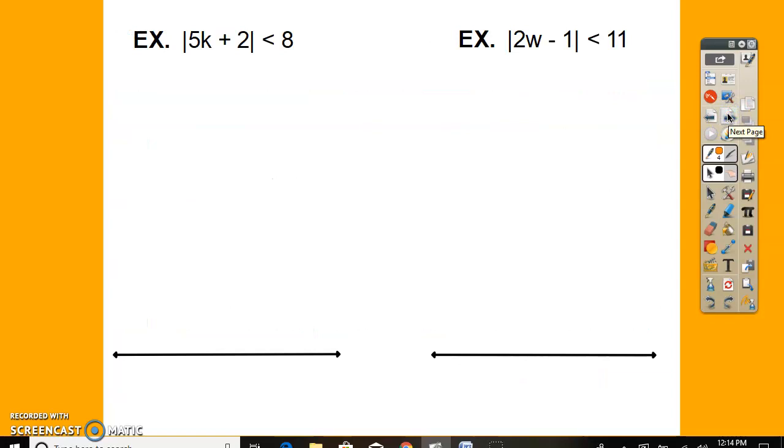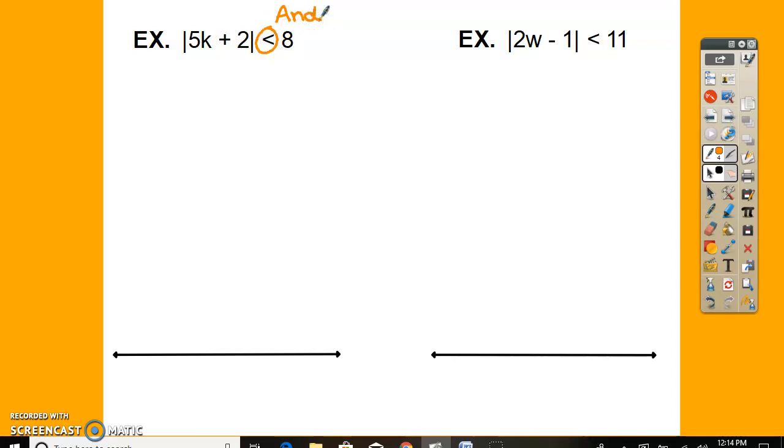Okay, now the rest of these are just a lot of examples. What's important is that your absolute value has to be by itself first. Same thing as what we did with the equations, which is true in this case. I have the absolute value of 5k plus 2 is less than 8. So when I split these, because of that less than sign, this is an "and" statement.